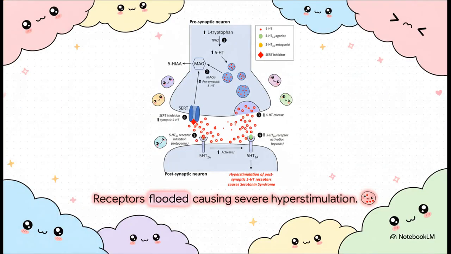Let's zoom way in on the cellular crime scene. Think about the synaptic gap, right between the presynaptic and postsynaptic neurons. When a patient mixes drugs like SSRI antidepressants with MAOIs or even certain pain meds like meperidine, they absolutely flood this gap with way too much serotonin. All that serotonin completely overwhelms the postsynaptic receptors, leading straight to that severe hyperstimulation we see in serotonin syndrome.